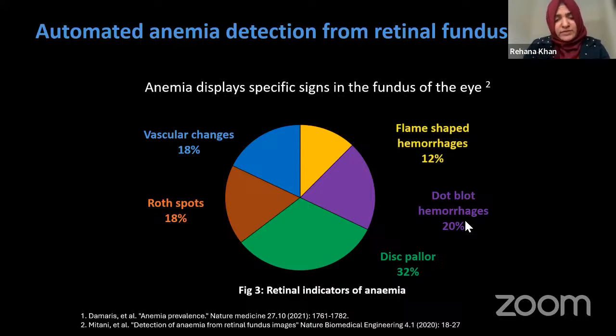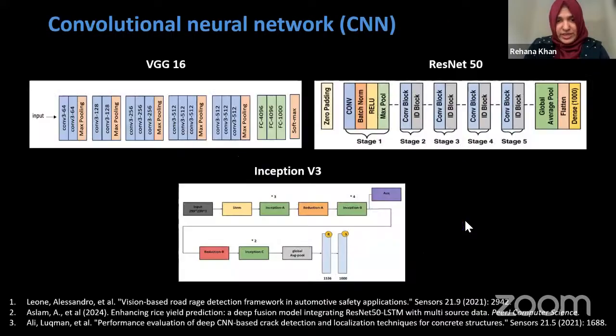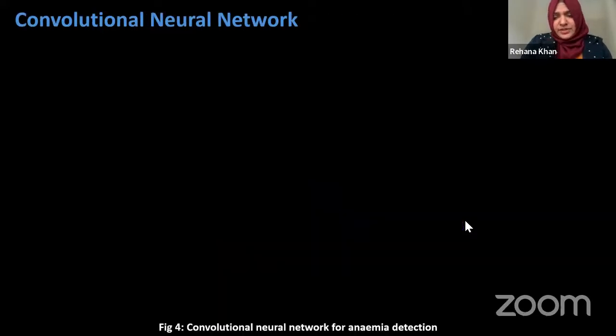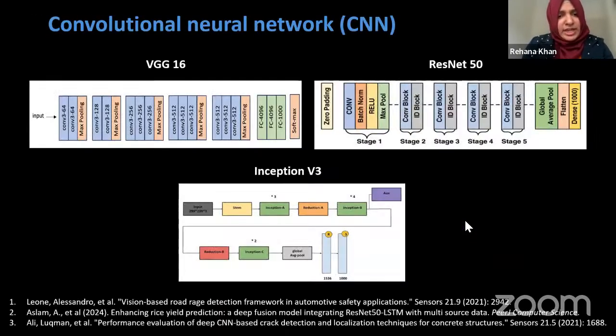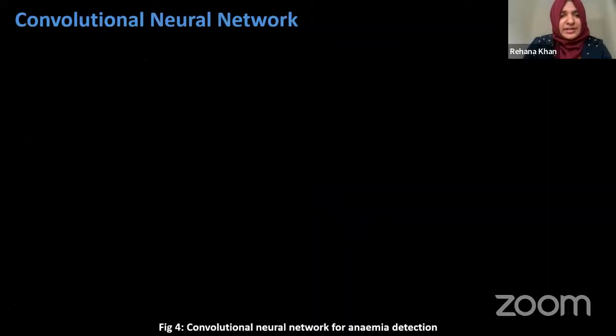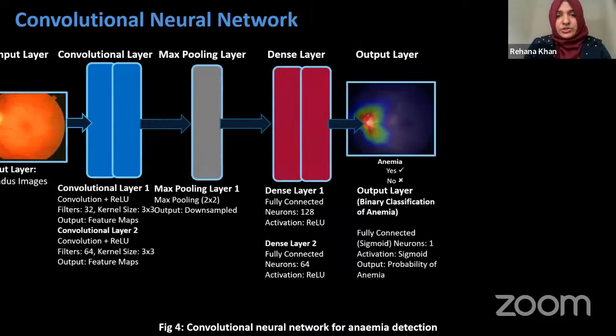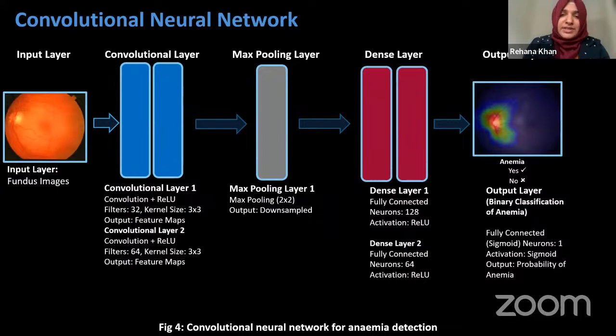To address this, we developed a deep learning model that uses retinal fundus images to detect the presence or absence of anemia. Here, we developed our anemia prediction model using three convolutional neural network architectures, such as VGG16, ResNet50, and Inception V3, which are widely used in deep learning applications. The CNN architecture will be covered in detail shortly, but for now, let me provide a brief overview.